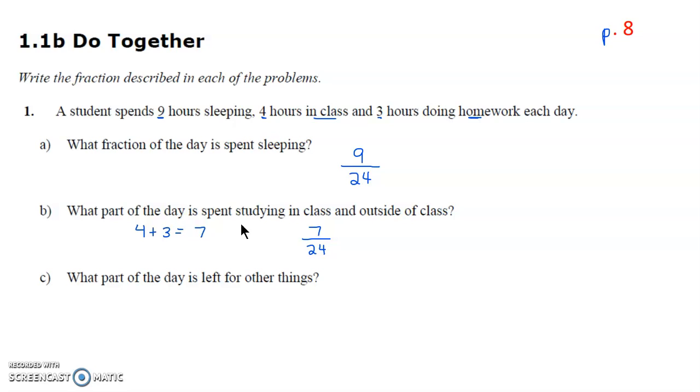And then C says, what part of the day is left for other things? Okay, well, if we're spending 9 hours sleeping and 7 hours studying, how much is left? We're going to have to do 2 things here. We're going to have to combine the 9 plus the 7. That's going to be 16 hours of our day taken up studying and sleeping. So what's left? Well, we take the 24 total minus the 16, and that's going to give us 8 hours. So we have 8 hours left out of the 24 for doing the other things that we need to do in a day.